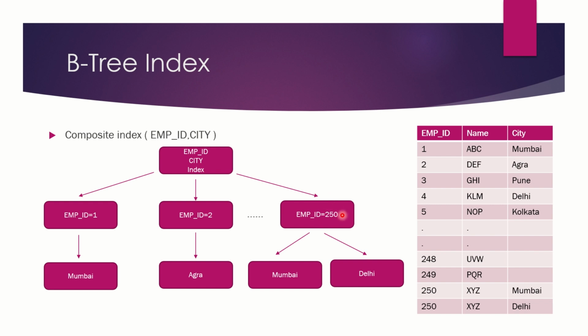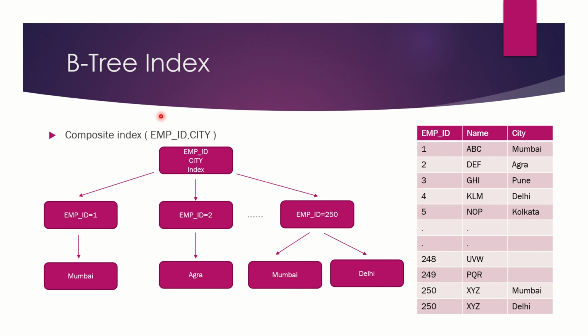And then it will directly go to the city is equal to Delhi because the index entry is also created for the city column. So in this case, it has to do only two scans, that is one scan for the employee ID and one scan for the city is equal to Delhi.